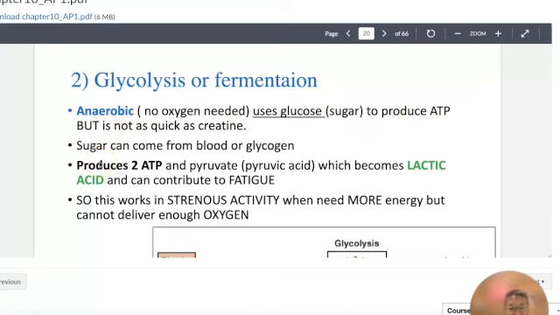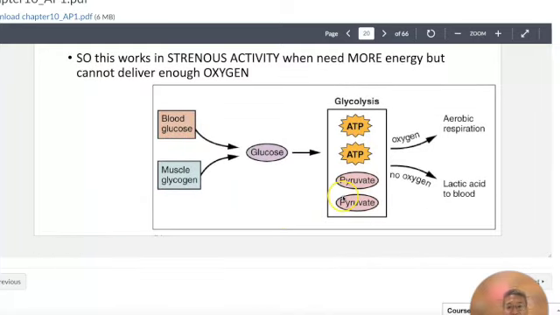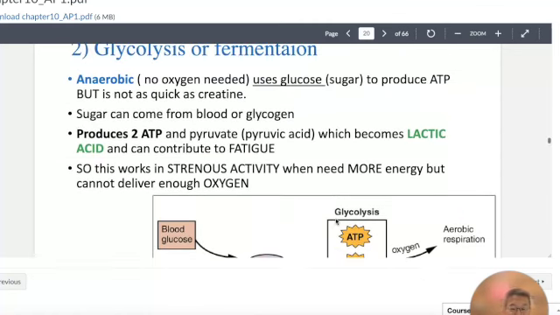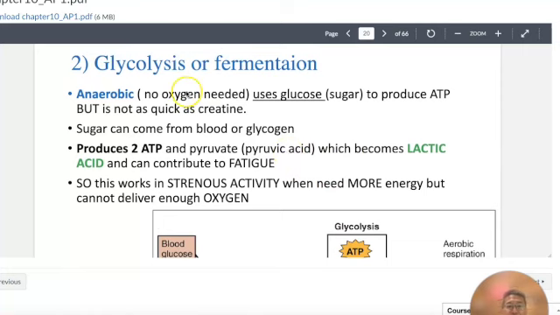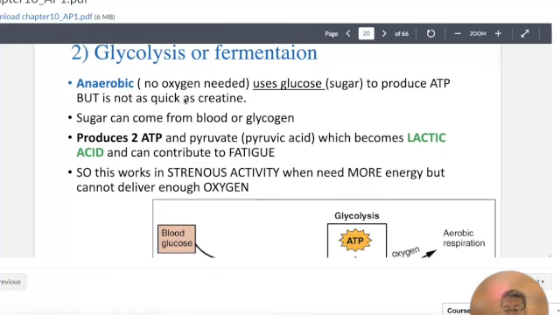But the problem with this is that it only produces 2 ATP, and you'll see here 2 ATP, and then it will generate pyruvic acid, which will then turn into lactic acid. Everybody knows that when you run so much, you'll have lactic acid. It will create cramps, fatigue. Okay, so this is not a good source of contraction, but it's quick and it will help you get away from danger.